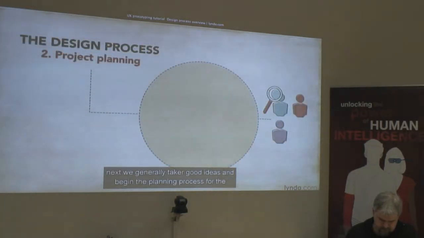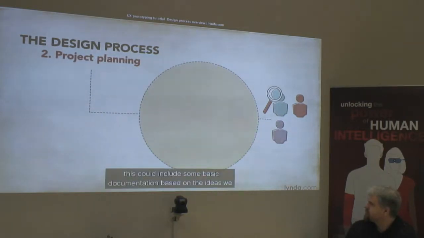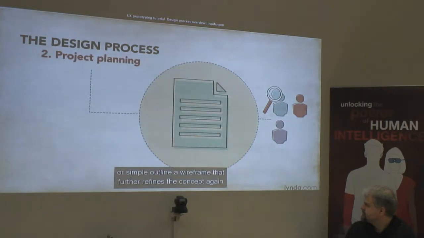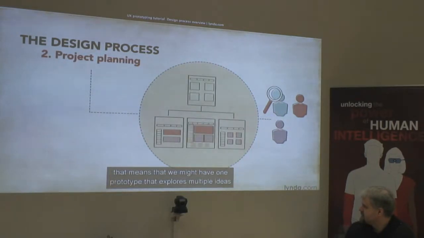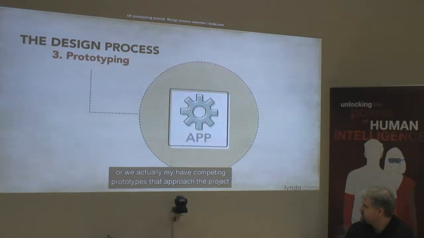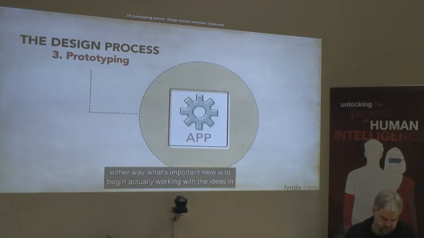Next, we generally take our good ideas and begin the planning process for the project. This could include some basic documentation based on the ideas we've generated, or a simple outline or wireframe that further refines the concept. Again, details here don't really matter too much, just that a general focus begins to take place. After that, we experiment with the ideas that survived by prototyping. That means that we might have one prototype that explores multiple ideas working in tandem, or we actually might have competing prototypes that approach the project with different ideas or executions. Either way, what's important here is to begin actually working with the ideas in a real and tangible way.